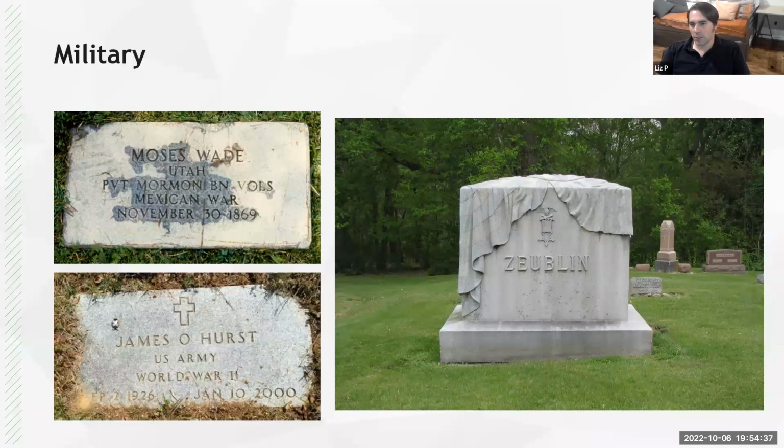You'll see other military ones. If you see, often, like a flag draped, they usually died in battle, right? Anytime you see something that's drooping on a gravestone, it's usually about sadness and grief. You see Moses Wade's one, one of my ancestors, here.